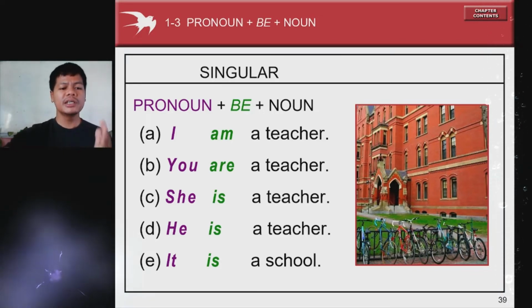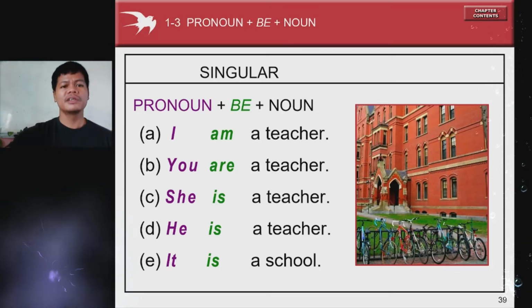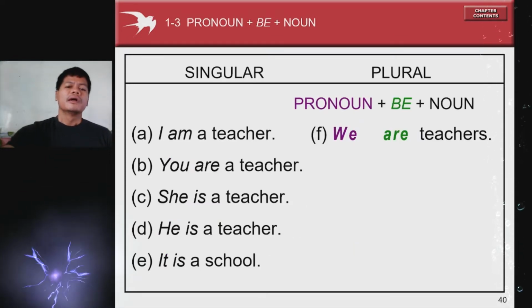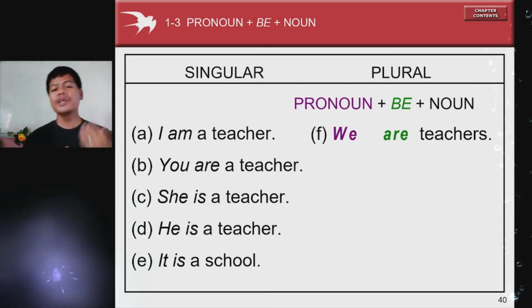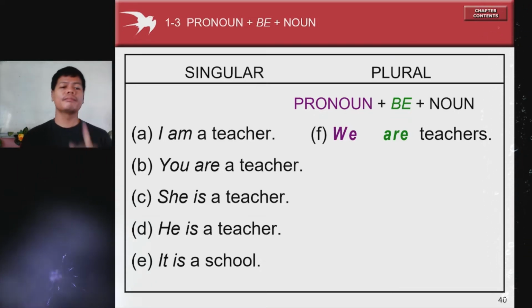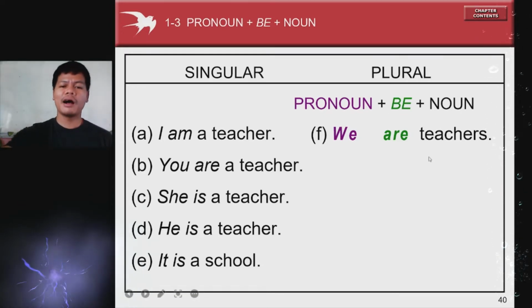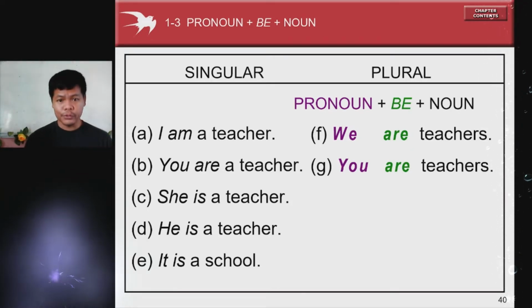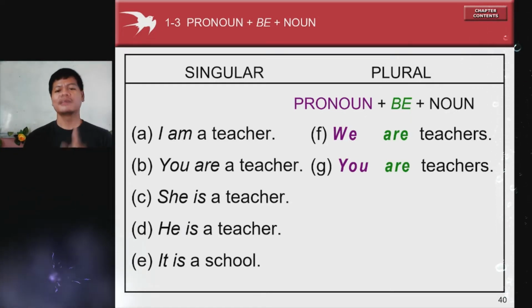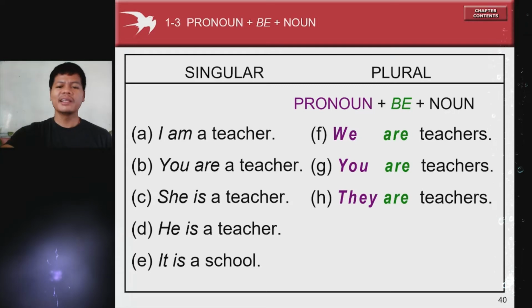I, you, she, he, it. "It" is a singular pronoun. Okay. Can you change to plural? "I" is only one, only me. "We" is us, more than one. We are teachers, many teachers. You are teachers, "you" or all of you, more than one. And then they are teachers. One of them, they are teachers.